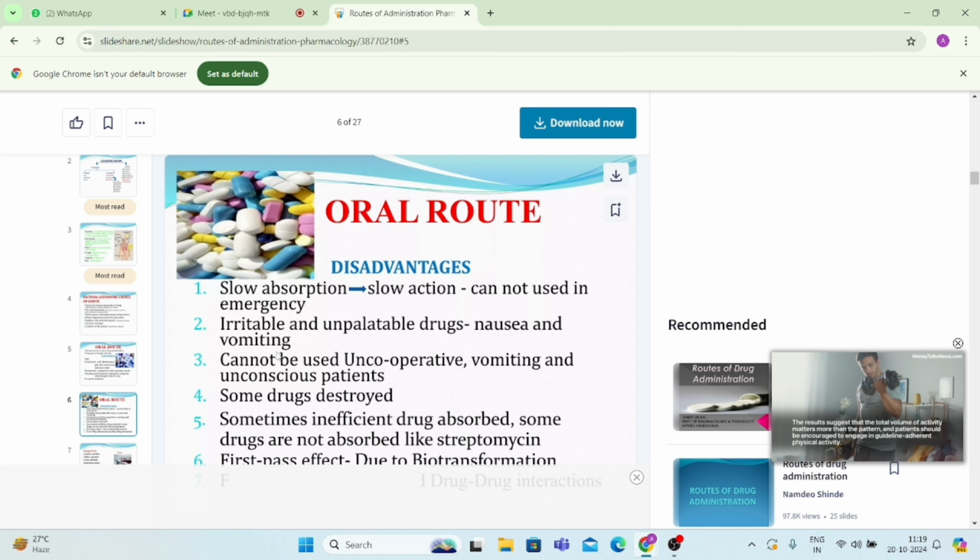ఇంకొకటి కొన్ని ట్యాబ్లెట్స్ చాలా ఇరిటేషన్ని కాజ్ చేస్తాయి. ఇరిటేషన్ అంటే వేసుకోగానే నాసియా ఫీలింగ్ రావటం, డిజీనెస్ రావటం, వామిటింగ్ అయిపోవటం, డయేరియా రావటం, చాలా సైడ్ ఎఫెక్ట్స్ ఉంటాయి. కొందరికి అన్కాన్షియస్ పేషెంట్స్ ఉన్నారు, అంటే కోమాలో ఉన్నారు, లేదా సైకాటిక్ పేషెంట్స్ ఉంటారు, వాళ్ళకి మనం ఈ ఓరల్ డ్రగ్స్ వేయలేము.